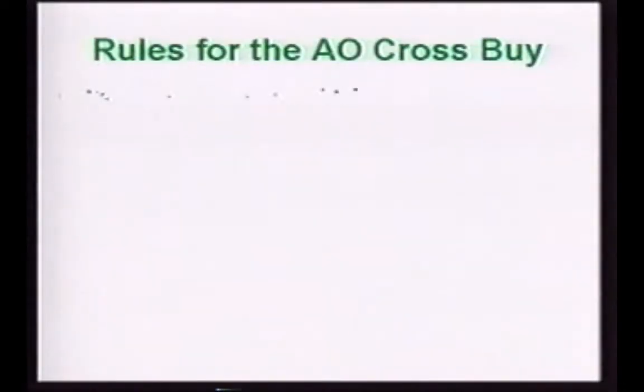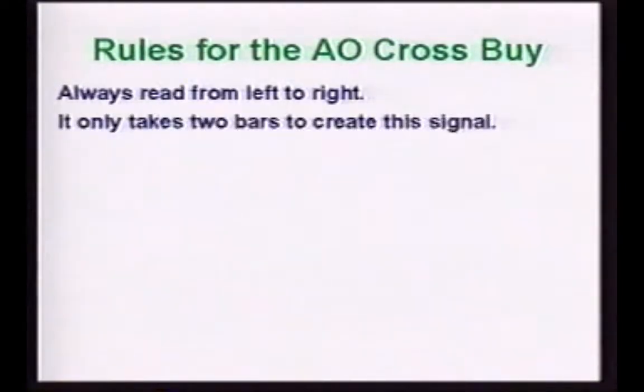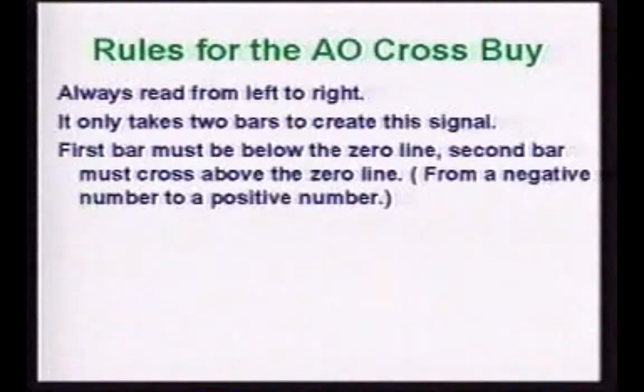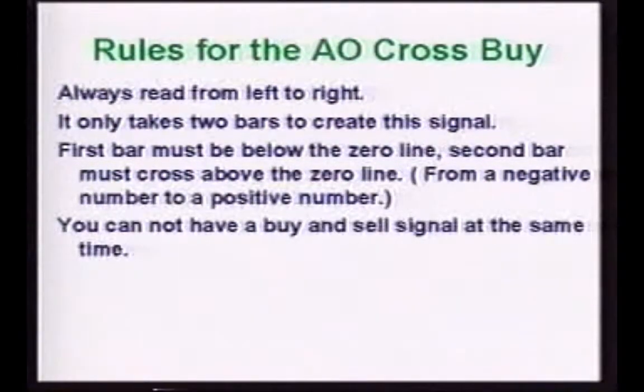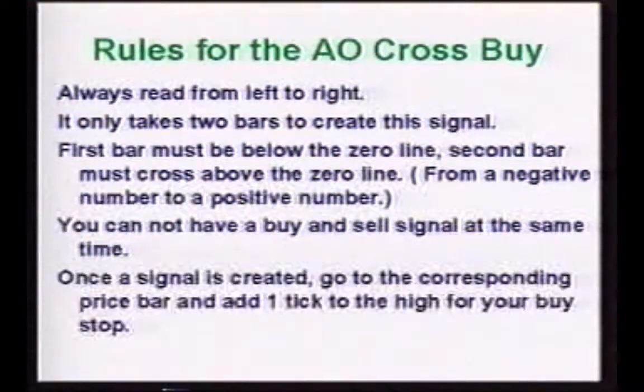Rules for the AO cross the line buy. Always read from left to right. It only takes 2 bars to create this signal. Your first bar must be below the 0 line. Second bar must cross above the 0 line. So in other words, we're going from a negative number to a positive number. And you cannot have a buy and sell signal at the same time. That should make sense to you now. You can only have a buy signal on a green bar, and you can only create a sell signal with a red bar. And there's no way to have a red and a green bar at the same time. So you have one or the other, or none.